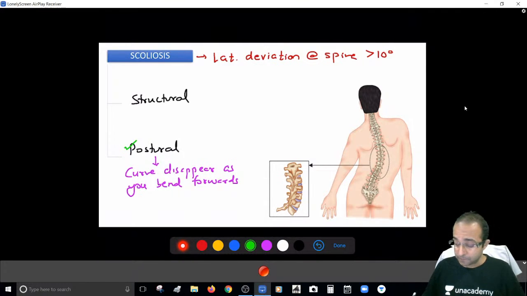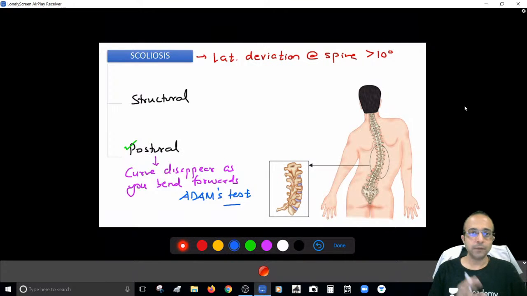In fact, there is a designated clinical test called the Adams test, to see if it's posture only that's leading to this deformity. That is what is happening in postural scoliosis. You find the curve disappearing on bending forwards. That's the Adams test, and that tells you this is the postural variety. So all you need in postural scoliosis is postural control.